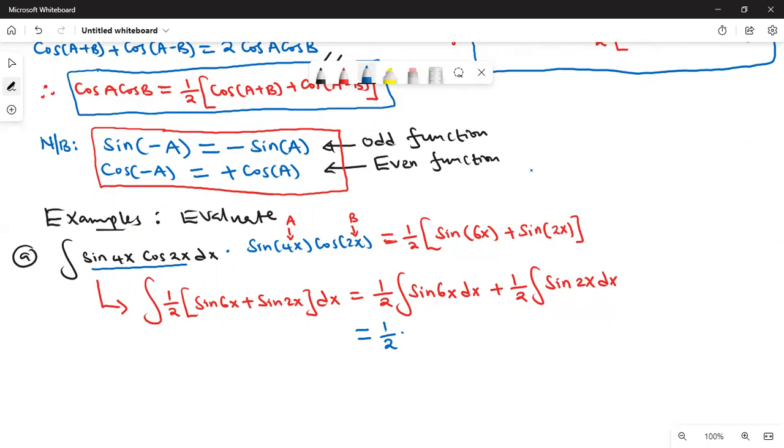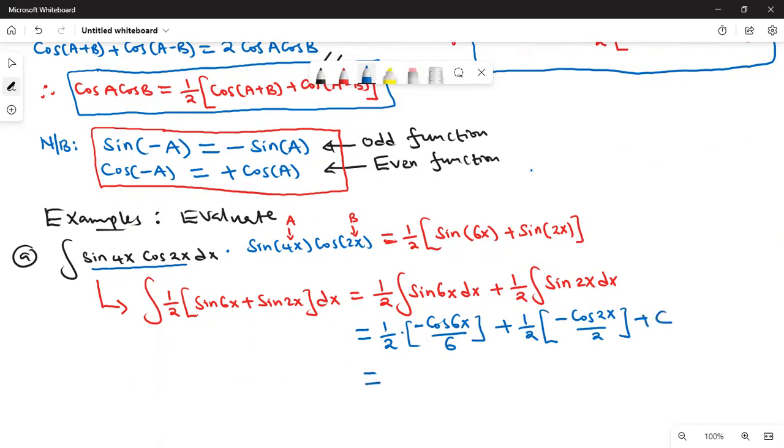Now ask yourself, what did you differentiate to get sine 6x? Derivative of negative cosine gives us, because when you differentiate cos, you get negative sine. So if you want positive sine, you have to differentiate negative cosine. So the answer here is negative cosine of 6x, but then you divide by 6, remember u substitution. And then the other one is 1 over 2. Again, here we'll have negative cosine of 2x divided by 2. Then plus a constant c of integration.